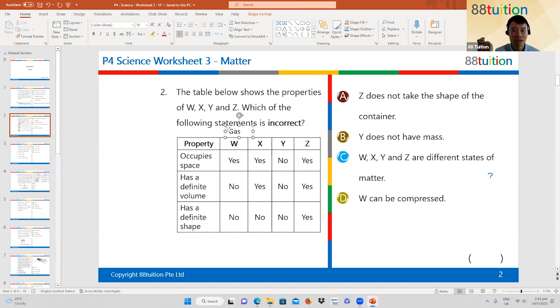Valerie, what is the state of X? W, X, Y, and Z are different states of matter. Correct. Is X a liquid, solid, or gas? That's my question. Liquid. Very good. Write this down. How do you know it's a liquid? Which part tells you that it's a liquid?